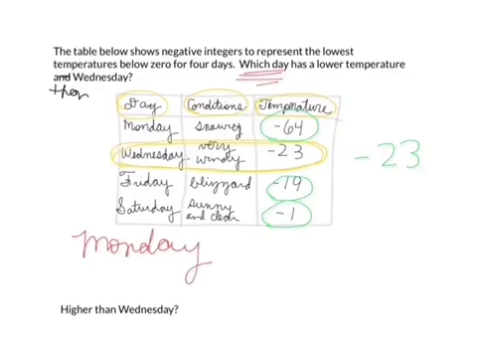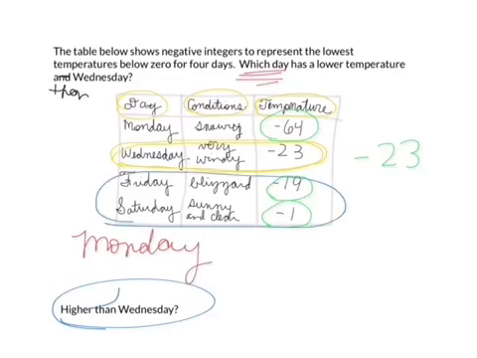Now I have a secondary question down at the bottom. Which day was higher than Wednesday? What day was higher than Wednesday? Well, there are actually 2 days higher than Wednesday, so that would be Friday and Saturday.